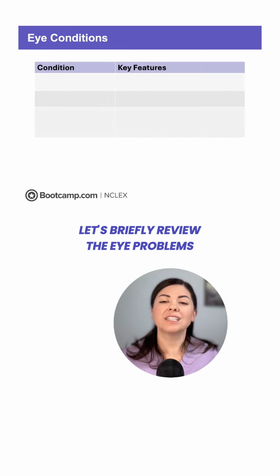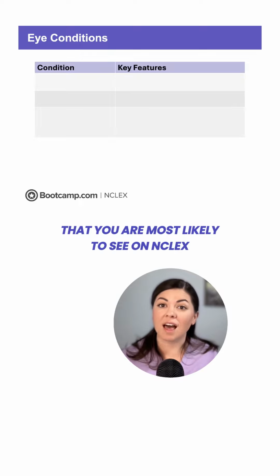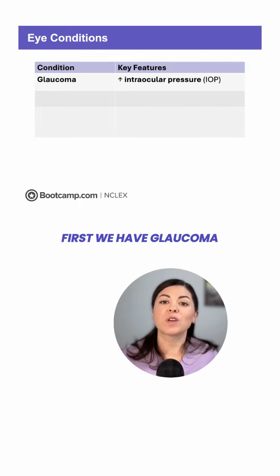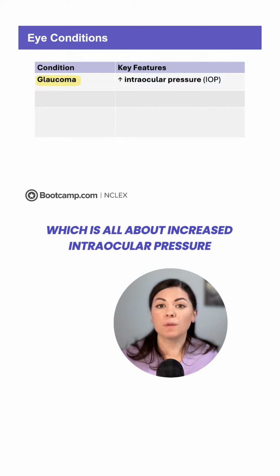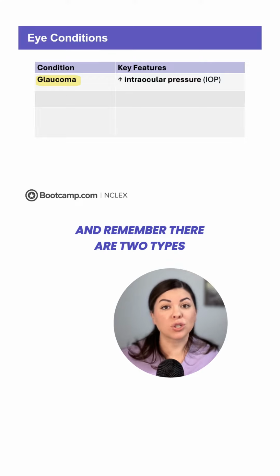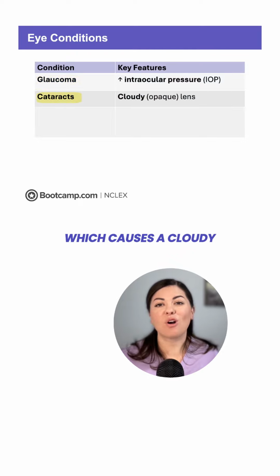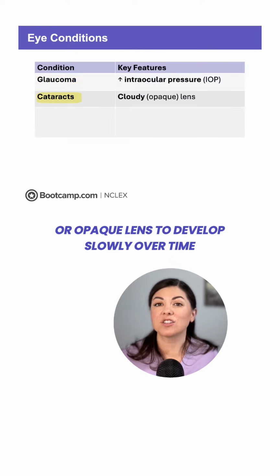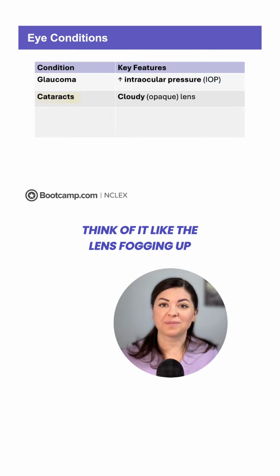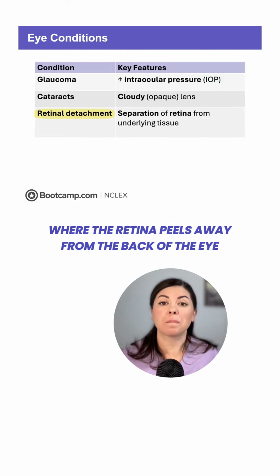So now let's briefly review the eye problems that cause visual loss that you are most likely to see on NCLEX. First, we have glaucoma, which is all about increased intraocular pressure that can damage the optic nerve. And remember, there are two types, chronic and acute. Next is cataracts, which causes a cloudy or opaque lens to develop slowly over time. Think of it like the lens fogging up. And finally, retinal detachment, where the retina peels away from the back of the eye.